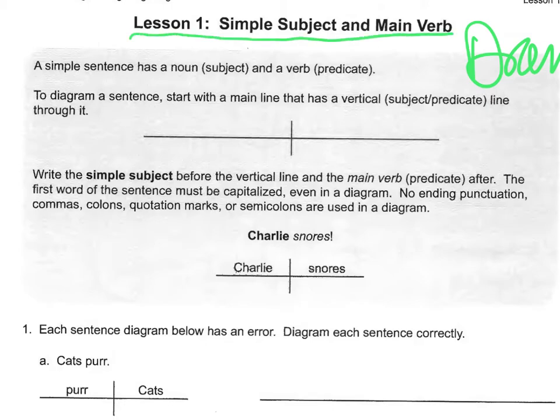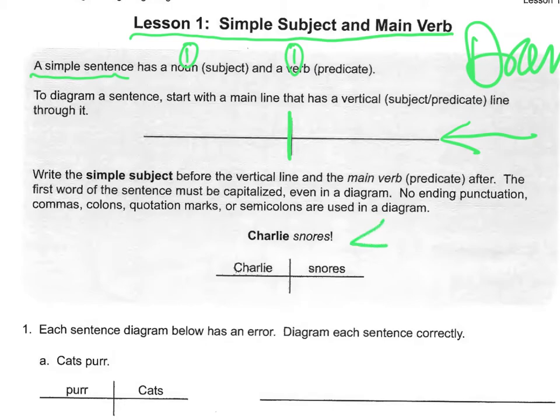we're going to go over Lesson 1, Simple Subject and Main Verb, or as I call it, Simple Subject and Simple Predicate. So just remember, in a simple sentence, there is one simple subject and there is one simple predicate. When we diagram a sentence, we start with the main line, which is also called the sentence base, and we separate the subject from the predicate with this dividing line here.